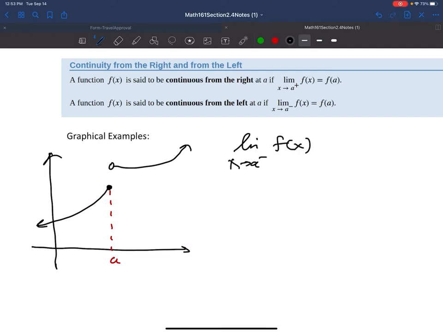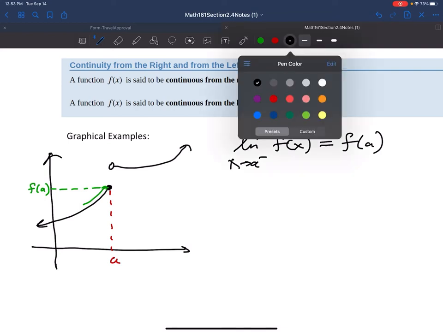Well, it looks like the limit as x approaches A from the left is whatever this height is. Well, what is that height? Well, it looks like that height is actually f of A, isn't it? Do you guys see that? Because that's a solid dot right there, so that's the actual value of the function there. So it looks like it is f of A. So that is continuous from the left.